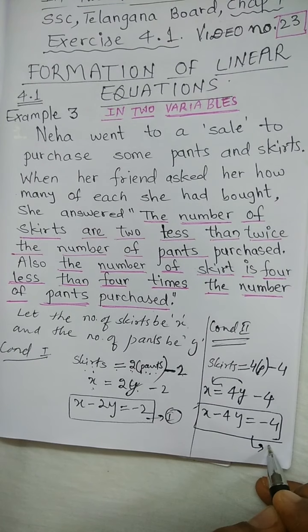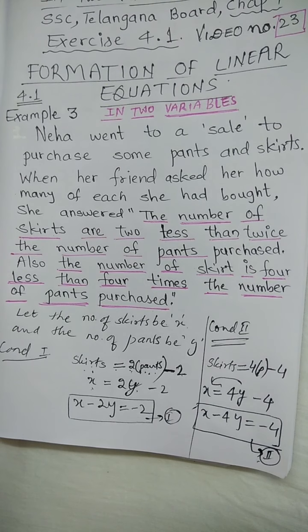So you got a system of equations here. Now you have to solve this by elimination method or substitution or graphical method and find x and y. So x will be the number of skirts and y will be the number of pants. This solving by these methods video is there. You can watch that video and understand how to solve. In this video I am just telling you how to form the equation, because forming equation is a difficult task for students. So I am explaining how to form the equation. You solve these equations by any method by watching my other videos.